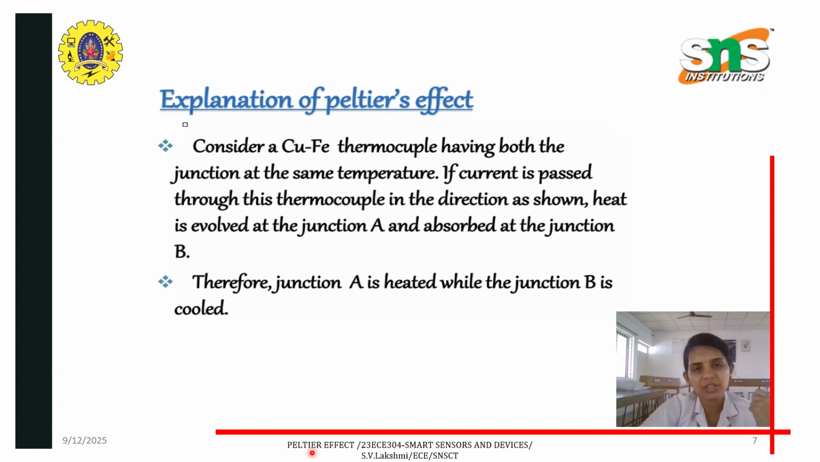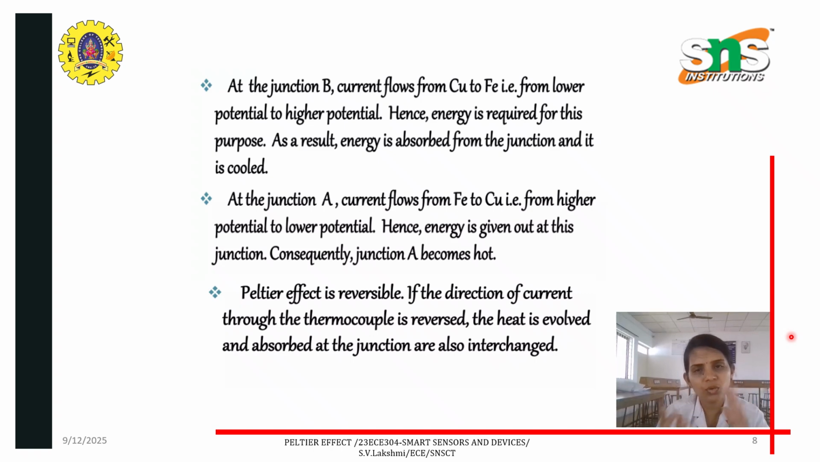Talking in depth about the Peltier effect, we are considering two dissimilar metals. Let us take one as copper and the other as iron. This acts as a thermocouple having both junctions at the same temperature. If current is passed through this thermocouple, first the heat is evolved at junction A and absorbed at junction B, which means junction A is heated and junction B is cooled. Similarly, at junction B, the current flows from copper to iron, that is from lower potential to higher potential. Here, the energy is absorbed from the junction and it is cooled. Whereas at junction A, the current flows from iron to copper, that is higher potential to lower potential. Here, the energy is given out at this junction. So here junction A becomes hot, whereas in the previous case junction B becomes hot.